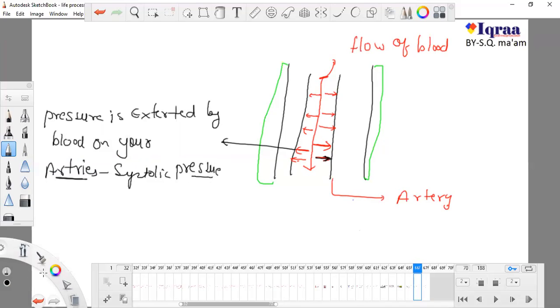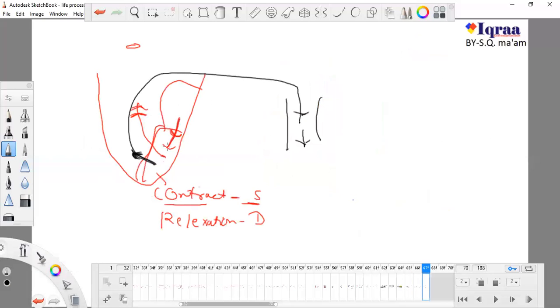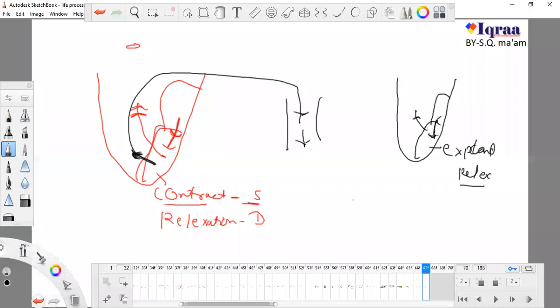But in another case, this is your hand and this is your artery. At another moment the ventricle is relaxed. Why is the ventricle relaxed? Because at that time, while it has pushed the blood, new blood is coming here, so it will expand and relax, because it doesn't need to push blood, it is just receiving the blood.